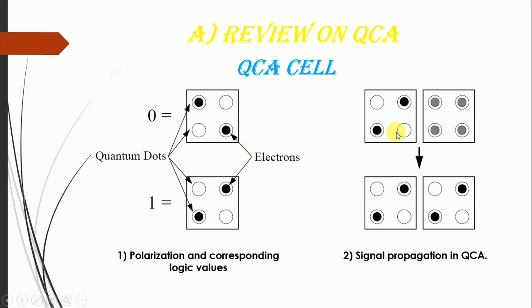Then how can signal propagation occur using these QCA cells? As you can see here, the cell is unpolarized, and then it is polarized due to Coulombic force from the adjacent polarized QCA cell that is in the logic 1 state. It is forced to the logic 1 state, and logic 1 will propagate like this, forming a QCA wire.